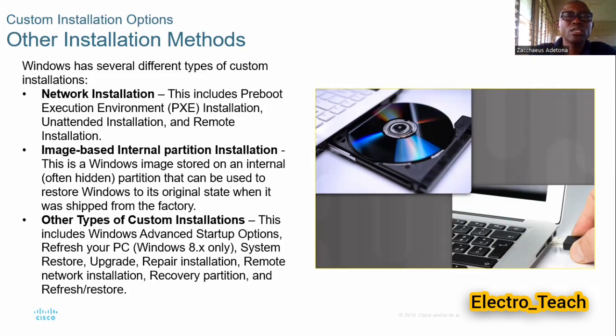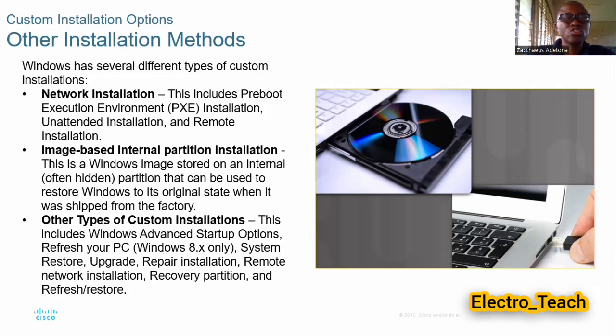And that includes a pre-boot execution environment, PXE installation, unattended installation, and remote installation. These are three various ways by which an operating system can be installed from a network. Then the image-based internal partition installation.